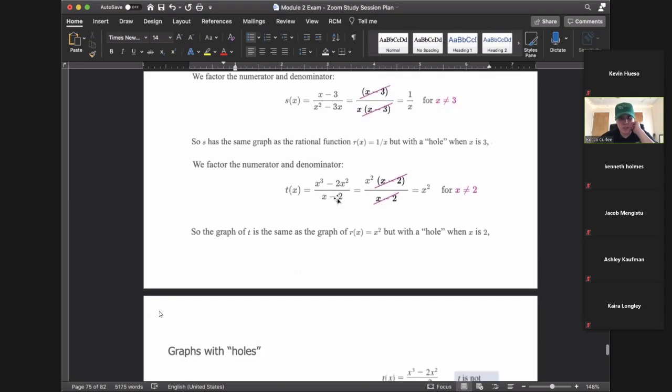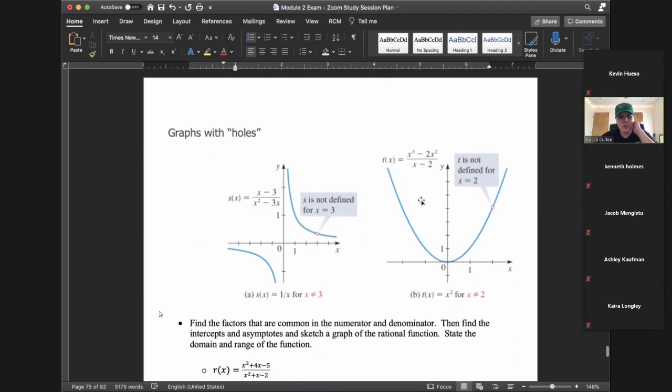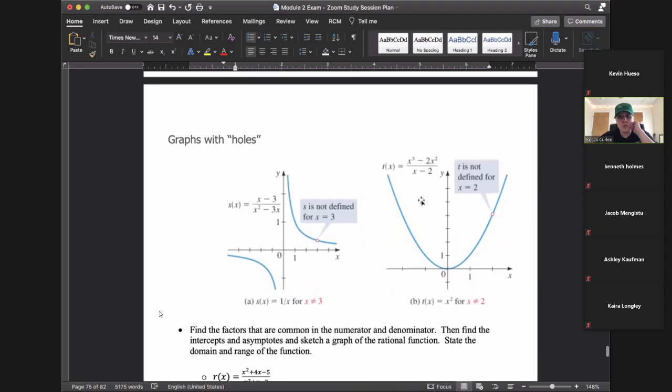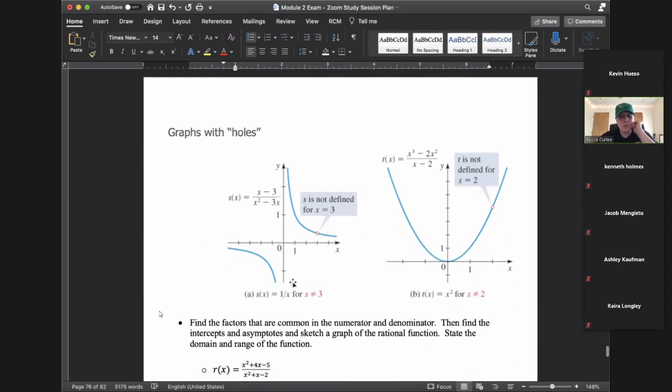So same thing here. If we were to factor this top one here, the x minus 2 cancels and the x minus 2 cancels. So then we're left with x squared, and x cannot equal 2. So we'll go over graphs with holes. Here's those two that we just talked about. X is not defined. There's a hole right here for x equals 3. So anytime x equals 3, that's not defined. Same thing here for x equals 2. X is not defined. There's going to be a hole right there in the graph.